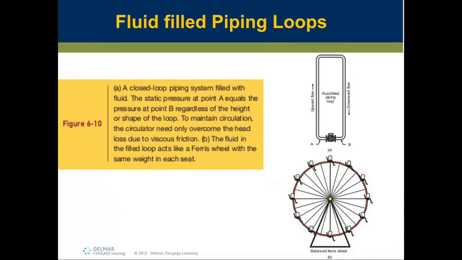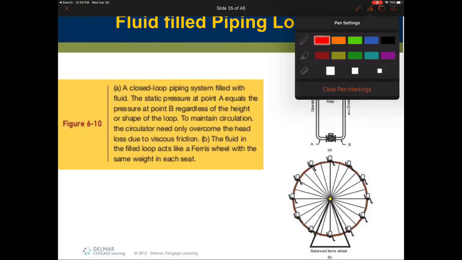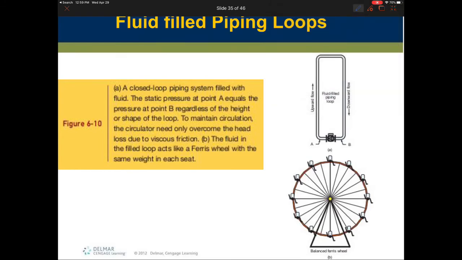All right, so this isn't exactly what you think. This is a Ferris wheel. We're not going on our little ride, but this is a great demonstration to show what happens in a closed loop system, such as in this figure A. I'm going to change the color of my pen. Okay, so when we have fluid in a piping system, we're moving up through this system. As we start here, we are at the highest pressure right there. It is the highest pressure.